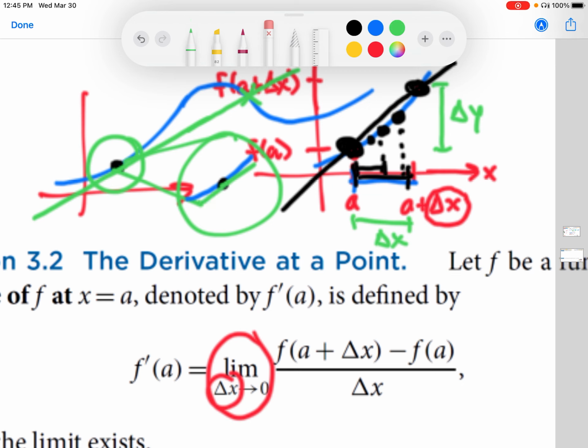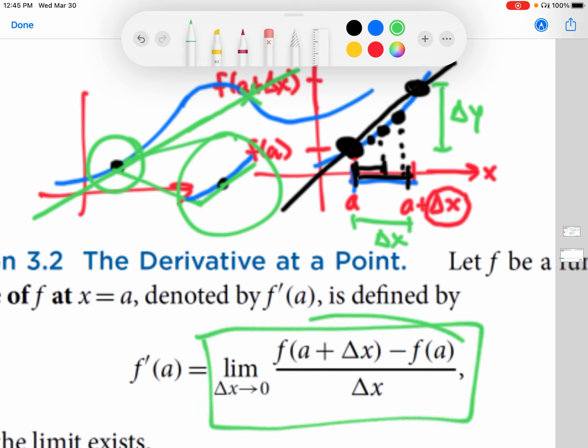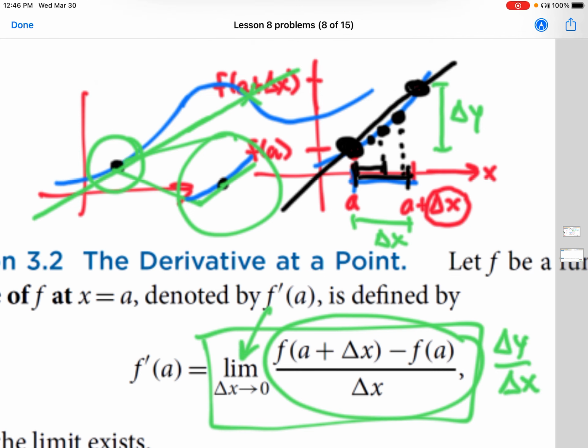So long story short, by taking this limit, which is the last ingredient in this definition, we are in fact taking the difference quotient, the slope of that secant line, and we are shrinking the change in x to 0 and approaching this tangent line. So in other words, we're still finding the slope of a line, a very special line called a tangent line. And the notation here is f prime of a.